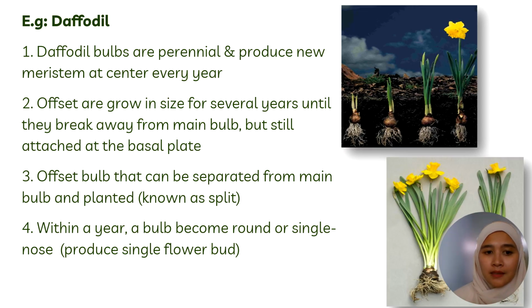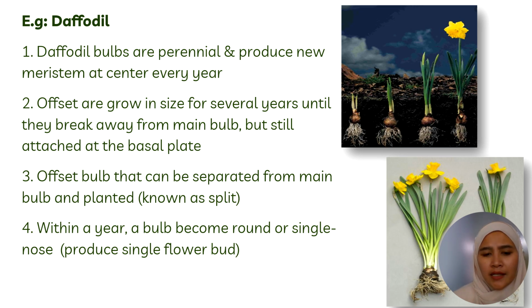For example, daffodil. Daffodil bulbs are perennial and produce new meristem at the center every year. Offsets grow in size for several years until they break away from the main bulb but still attach at the basal plate. An offset bulb that can be separated from the main bulb and planted is known as a split.